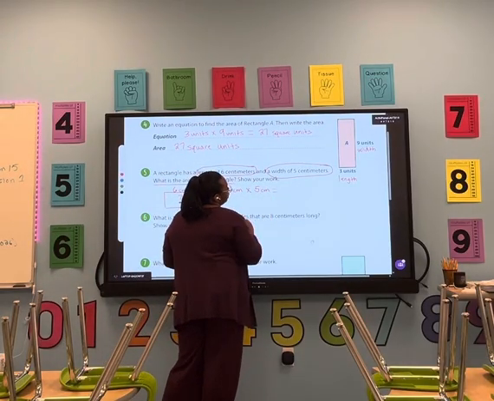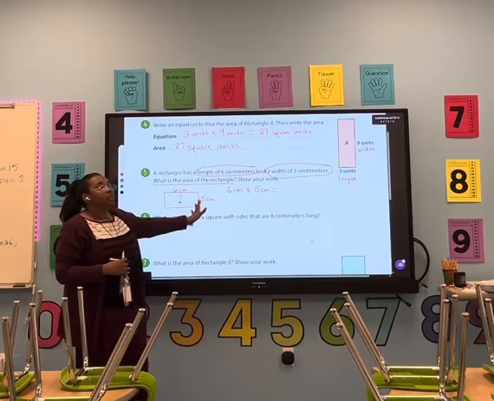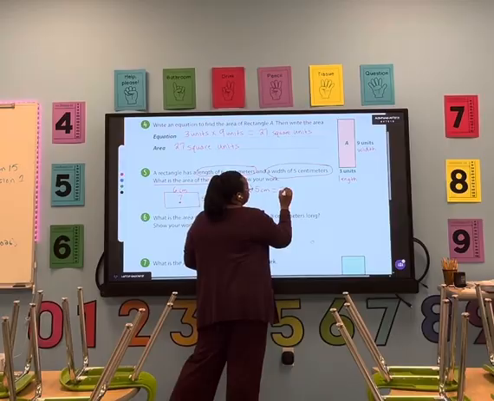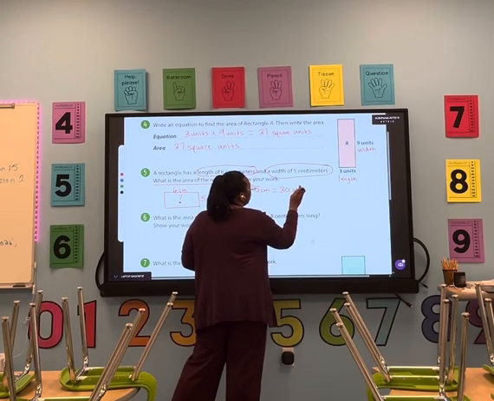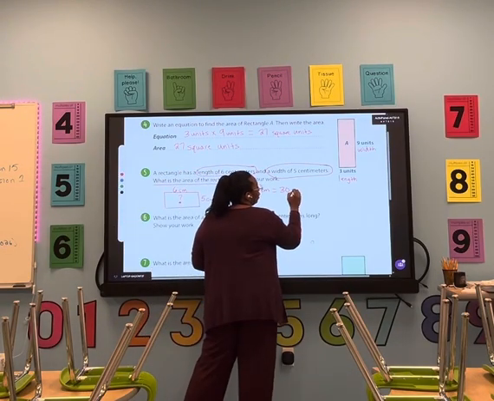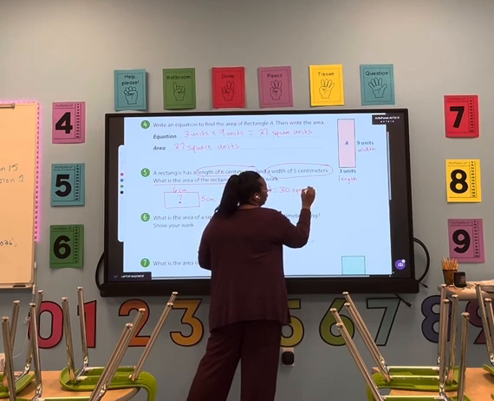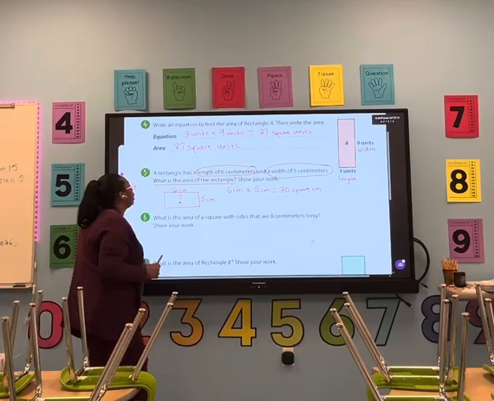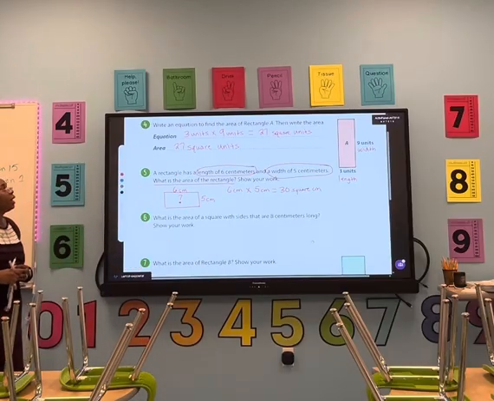And now all I have to do is multiply that. 6 times 5 is going to equal 30. And then I am going to write my special word of square, because this is area, and then use my unit centimeters. So the area is 30 square centimeters.